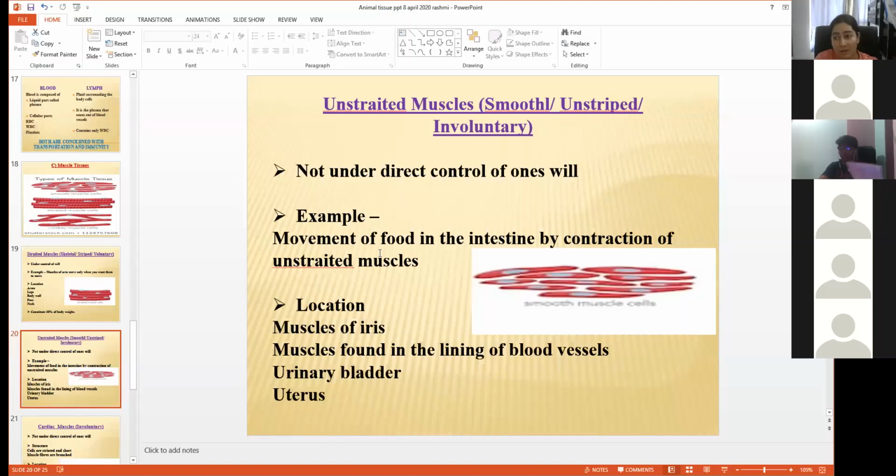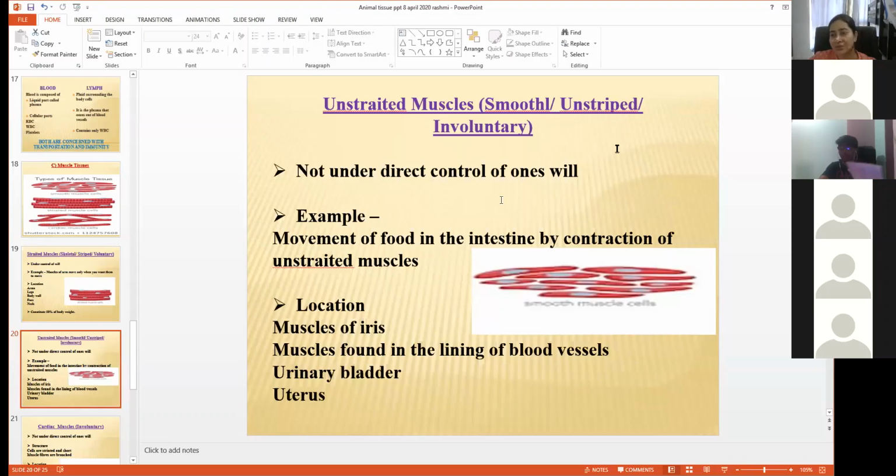It will go on even if you don't wish it to. Because of this, it is called involuntary, not under the control of your own will. For example, the movement of food in the intestine is by contraction of the unstriated muscles. Now, where is it located? It is located in the muscles of the iris, and the muscles found in the lining of the blood vessels, right? Because the blood is flowing under a lot of pressure. How does it flow?